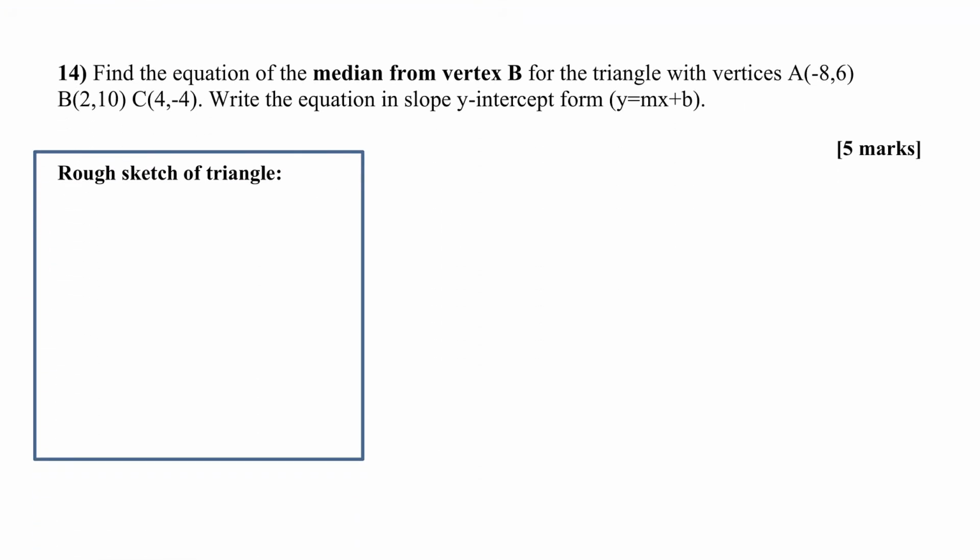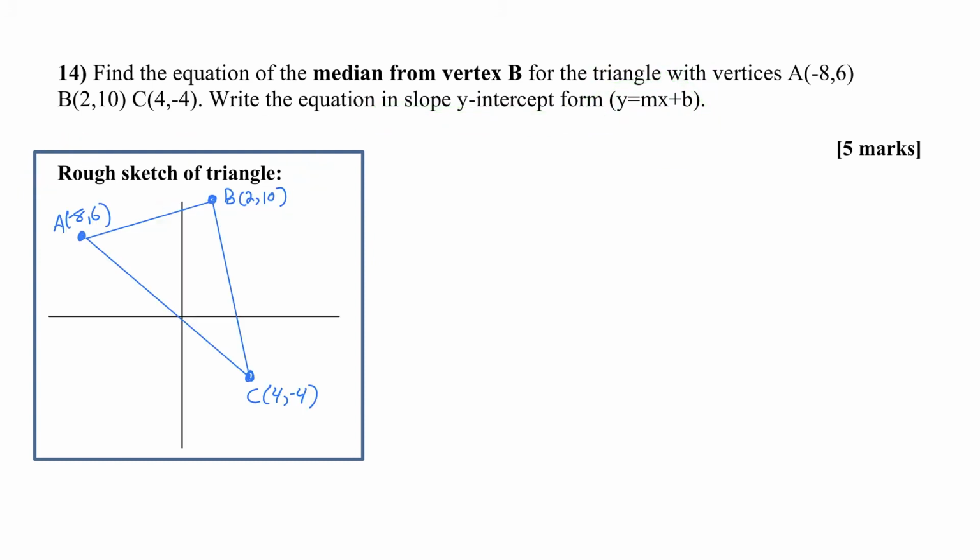It says find the median from vertex B for the triangle that is formed by the connection of those 3 points. We'll write the equation of that median in slope y-intercept form, which is y equals mx plus b form. I'll start with a rough sketch of the triangle, and then let me draw what the median from vertex B would look like. The median from vertex B is the line that would go from B to the midpoint of the opposite side. And I want to write the equation of that line in y equals mx plus b form.